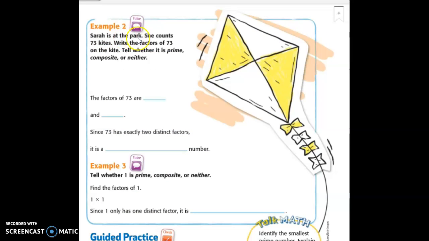Okay, example 2. Sarah is at the park. She counts 73 kites. Write the factors of 73 on the kite. Tell whether it is prime, composite, or neither. Okay, so the factors of 73 are 1 times 73. It is odd, so I know 2 is not a factor, which means also 4 and 6 will not be. 3, if I were counting by threes, I would not say 73. So those are the only 2. Then 73 has exactly 2 distinct factors. It is a prime number.